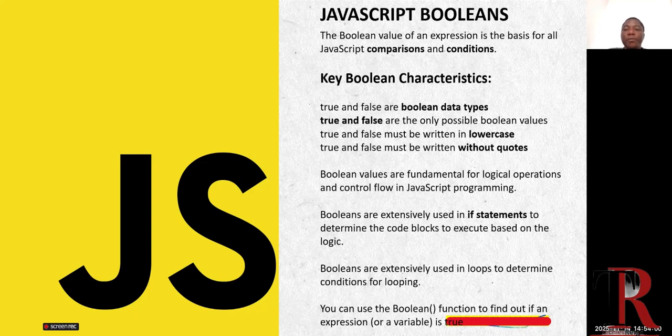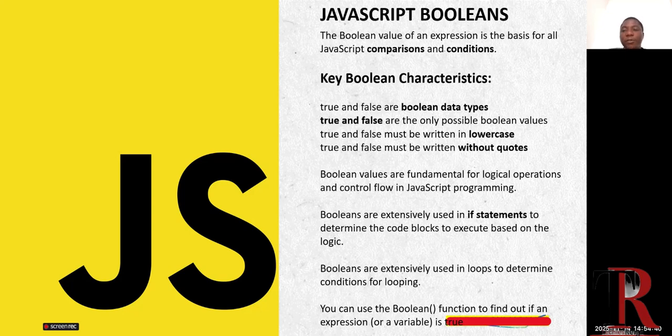Key Boolean characteristics. True and false are Boolean data types. True and false are the only possible Boolean values, which means that the Boolean data type has just two possible values, which could either be true or false. True and false must be written in lowercase, which means that you cannot have the Boolean output in capital T or capital F. It must be written in lowercase. True and false must be written without quotes, which means that when you want to assign a value to a Boolean, you don't use quotes like we do in strings. So it must be written without quotes.